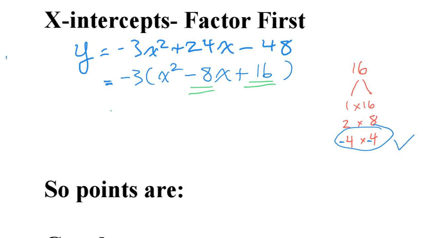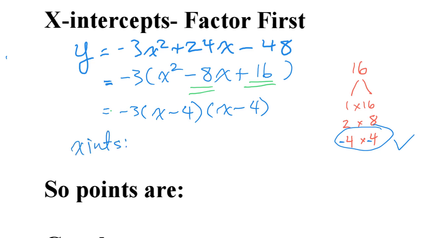And we substitute. So now we end up with negative 3, x minus 4, and x minus 4. So the x-intercepts are, well, isn't that x equals 4? It's just the opposite. And guess what? It's also x equals 4. So that's a strange thing for our graph. Let's see what that means.